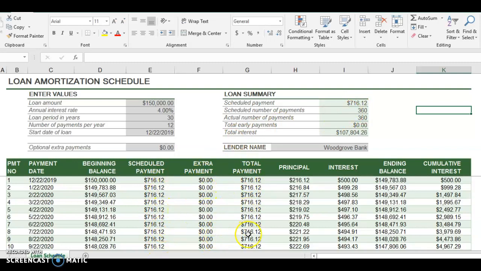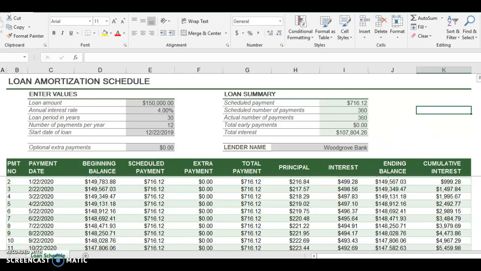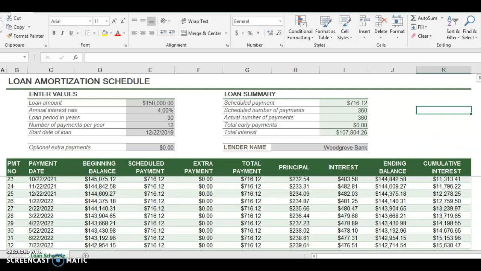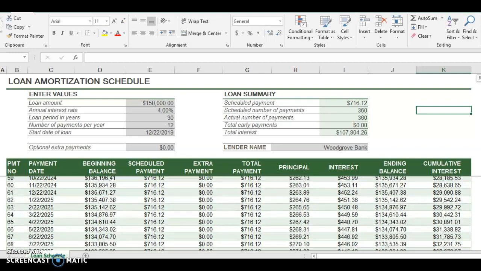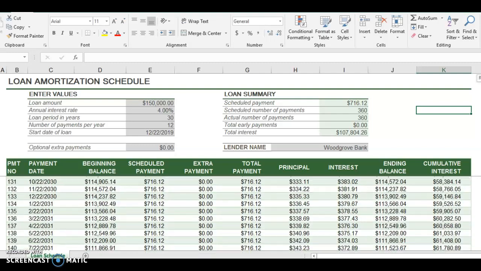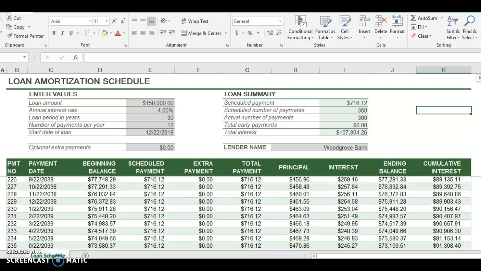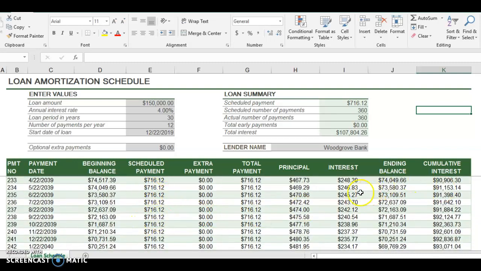No extra payments, total payment. This is how much of this $716 is principal, and this is how much of it is interest. Now I tell them as I scan down through this schedule, I want them to look at the interest. So I tell them this payment never changes, but as I'm scrolling down, you can see that throughout the life of the loan, the amount of interest that they pay throughout the years goes down. This payment has stayed the same.